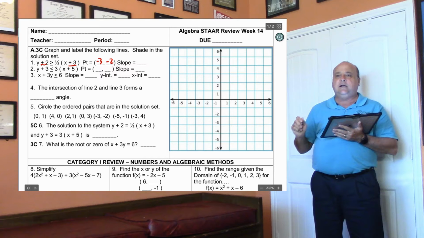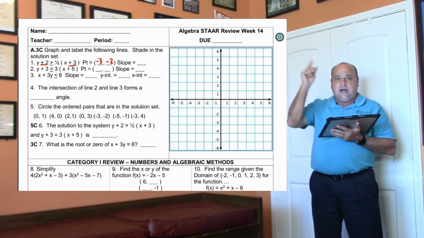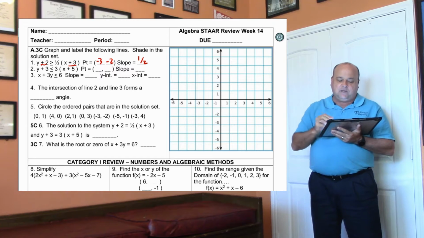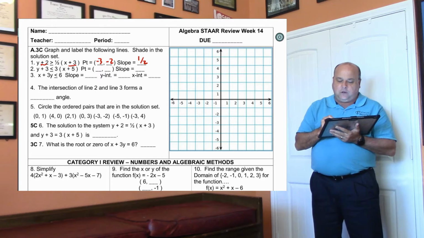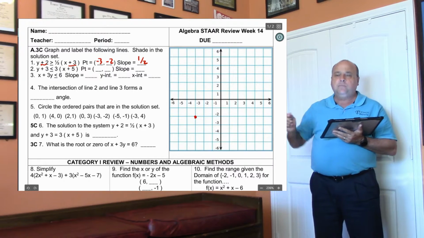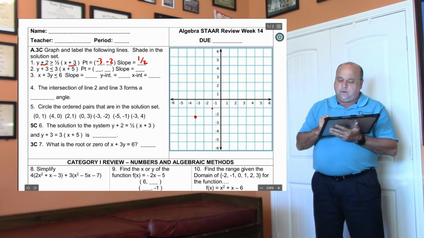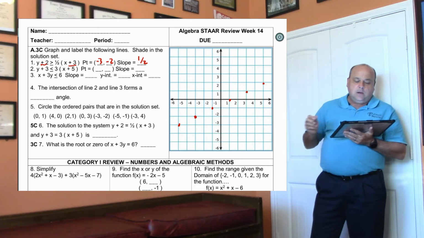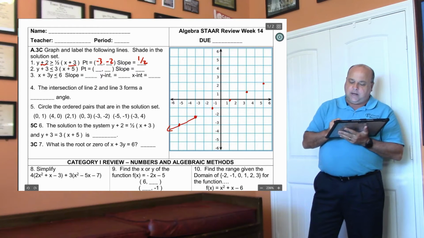So I know this line goes through negative 3, negative 2, and my slope is going to be up 1, right 2. So let's graph this line. I'm going to go left 3 and down 2, draw a dot. And then my slope is up 1, right 2, up 1, right 2, up 1, right 2. And then I'm going to go down 1, left 2. So this is that line right there. Okay, I'm going to connect the dots with a straight line.